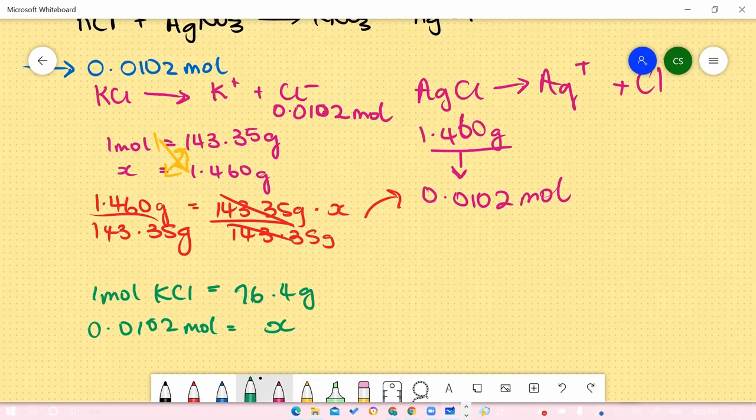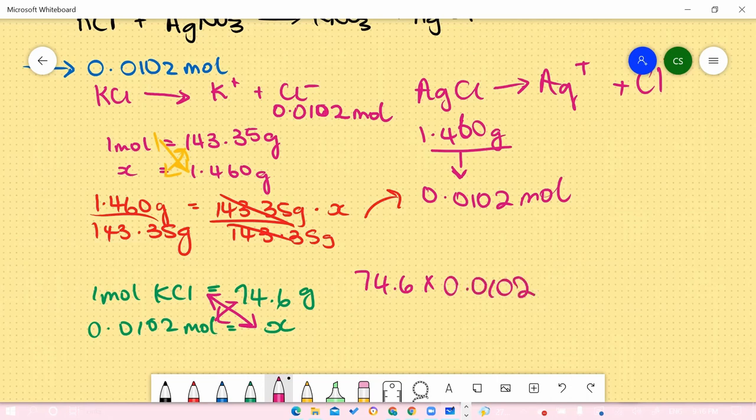Let's do that. I'm going to do my cross multiplication. So it's going to be 74.6 times 0.0102 moles, and that is going to give me the answer to three significant figures. You told me 76.4, miss. 74.6, sorry. I'm sorry if I told you the wrong thing.